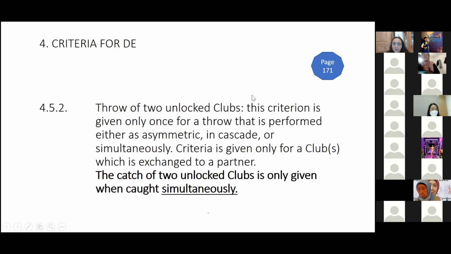This is the same as for individuals. The throw of 2 unlocked clubs. This criterion is given only once for a throw that is performed either asymmetric or cascade. You give it only once or simultaneously. But if you are catching, the criterion is given only for a club which is exchanged to a partner. But if you are catching, the 2 unlocked clubs is only given when caught simultaneously. You don't give for asymmetric and cascade. You give only for catching simultaneously.